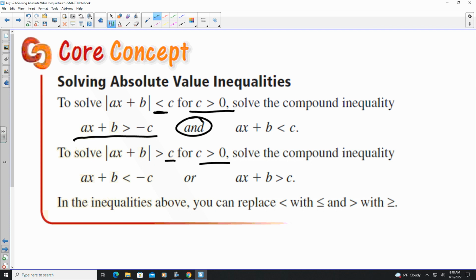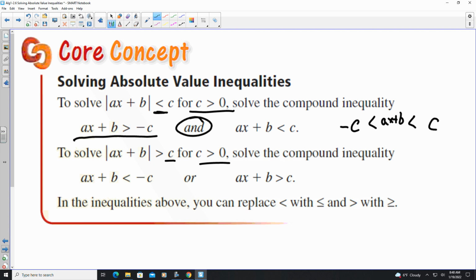If you were to write this as a condensed form, you would put negative c on the left, you'd put positive c on the right. Remember, just like what you did in 2.5 with and statements, the inequalities are both pointing towards the right, and what would be left inside would be ax plus b. So that would be our condensed version of the and statement.